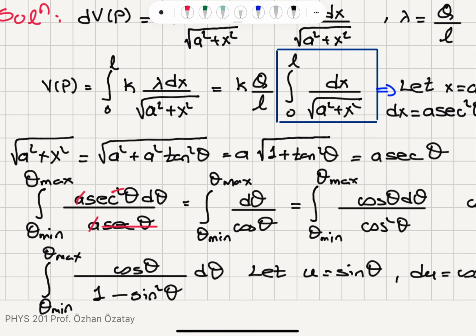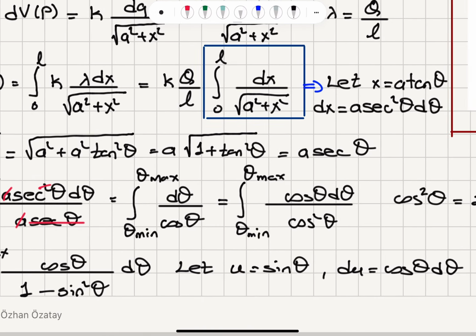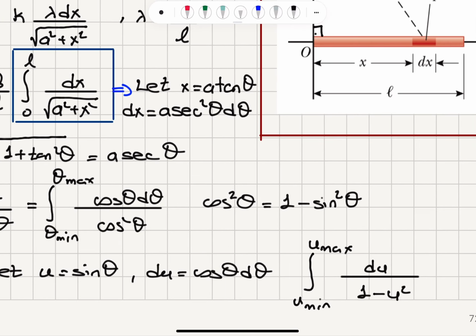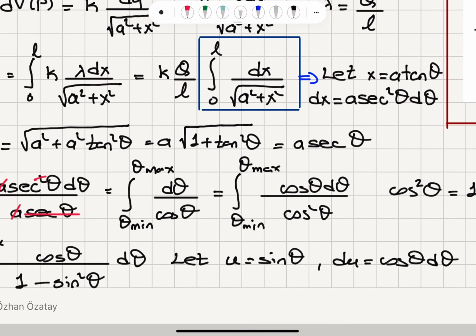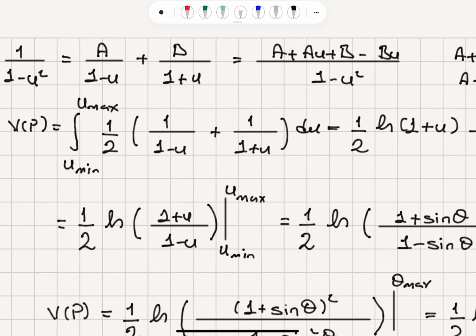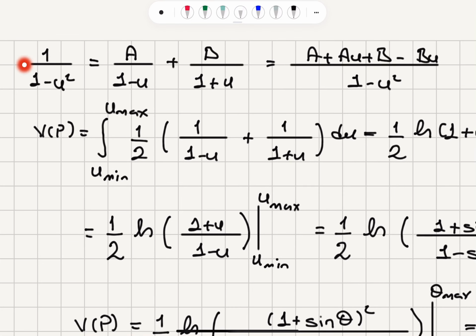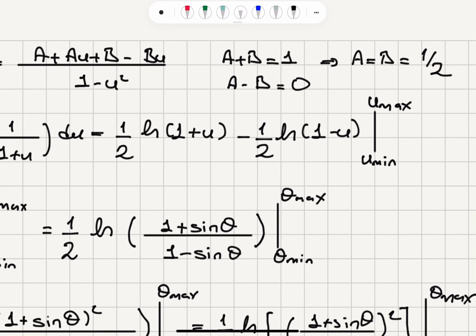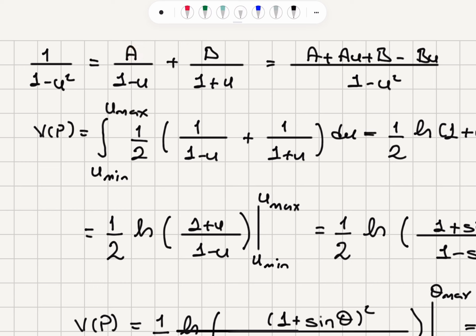Then another change of variables, sine theta is called u, so that du is cosine theta d theta. So I have du over 1 minus u square as the integral I need to perform. For this case, I can basically write 1 over 1 minus u square, as I have shown here, to be 1 over 2 multiplied with 1 over 1 minus u plus 1 over 1 plus u. So that's what I did here.